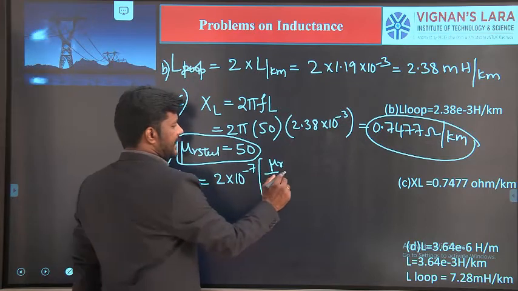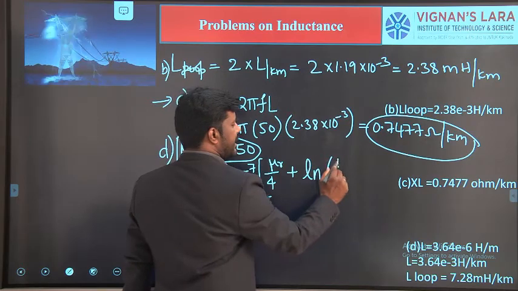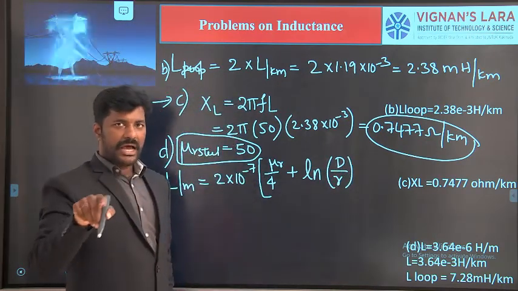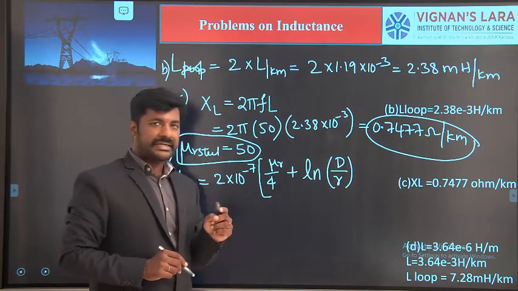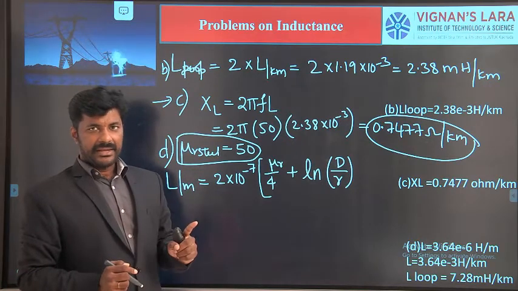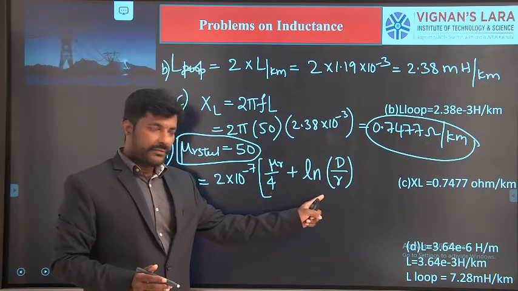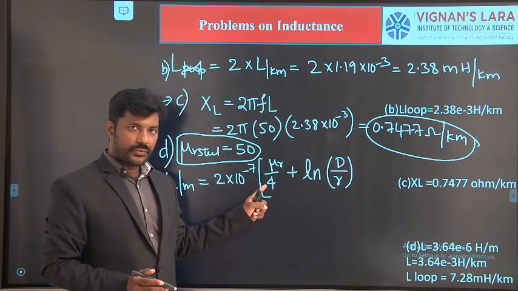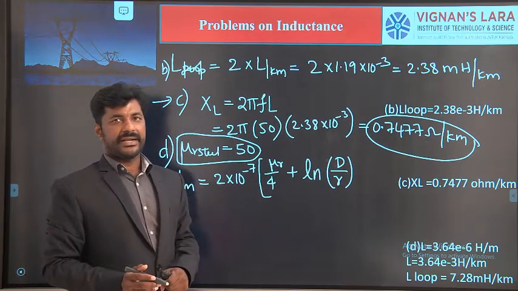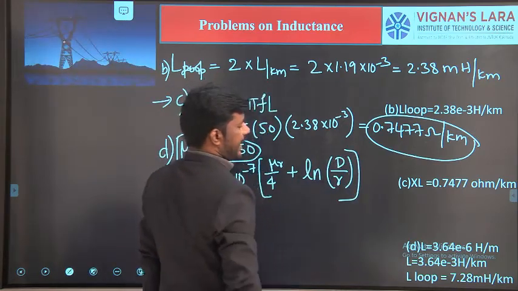Coming to the external term, the external term we have here is ln of d by small r. Here also you may ask me whether to put mu r or not. This being the external term, external term means outside the conductor, that is air. For air, the mu r is 1. So for the second term the mu r is 1, whereas for the first term the mu r is not equal to 1 and they have given it as 50. Then we have to consider that 50 separately. So substituting all these values, you will get the Henry per meter length value.